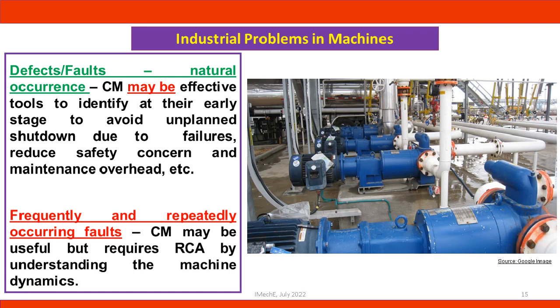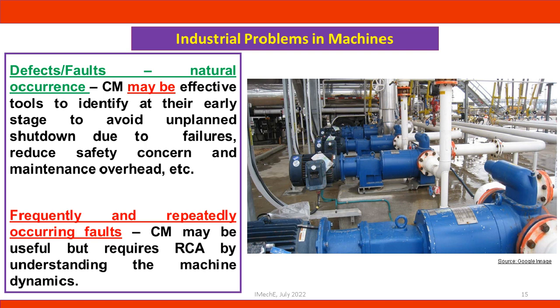If you look back into the industry, you will see two kinds of defect. One is the defect occurring naturally. A bearing may be failing after a few years or a few months, naturally, through degradation, and that you can predict. You can predict it and plan your shutdown so that you are able to replace it. So that is a natural degradation, a natural occurrence, and if your condition monitoring is efficient, you are able to detect it, avoid the catastrophic failure, and reduce the maintenance overhead.